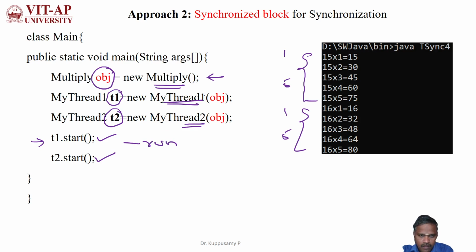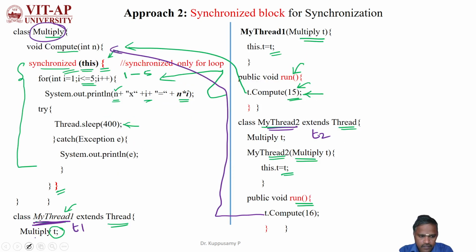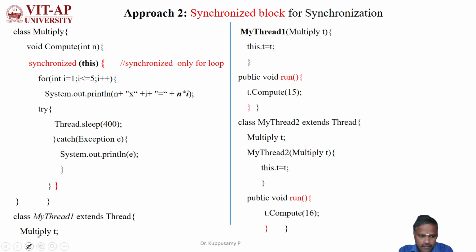That run method belongs to MyThread1. Okay, so now the MyThread1 run method is called. In MyThread1 we have the run method here, this one. Okay, MyThread1, right? Which is calling the method compute with argument value 15. So 15 is passing over here.